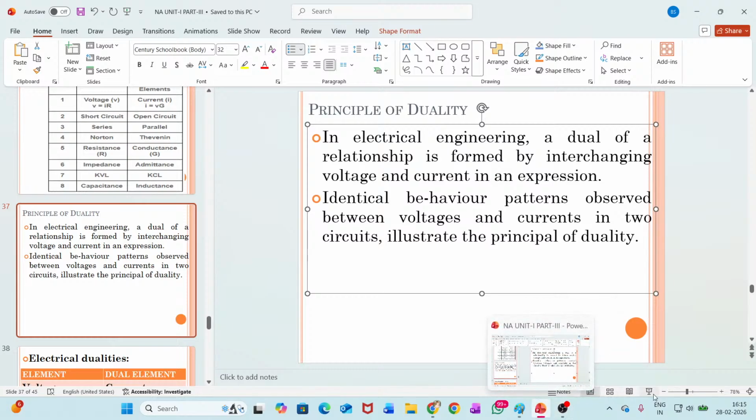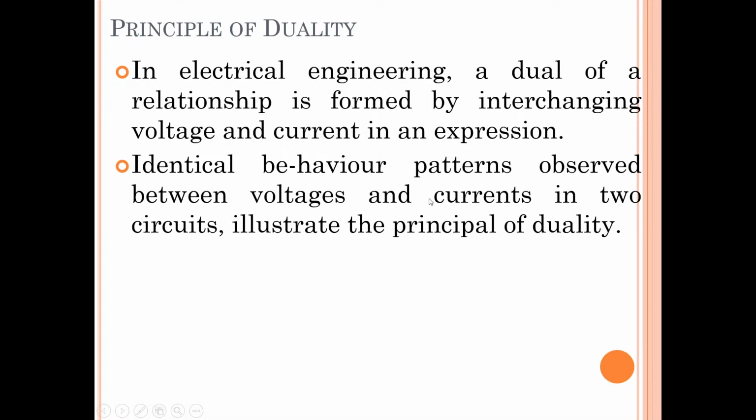So the electrical parameters, voltage, current, resistor, inductor, capacitor, electrical circuit parameters, they all have a dual relationship. They are formed by interchanging voltage and current in every expression. So they all have some identical behavior also. The circuit which illustrates this identical behavior between voltage and current in two circuits or any circuits is known as principle of duality.